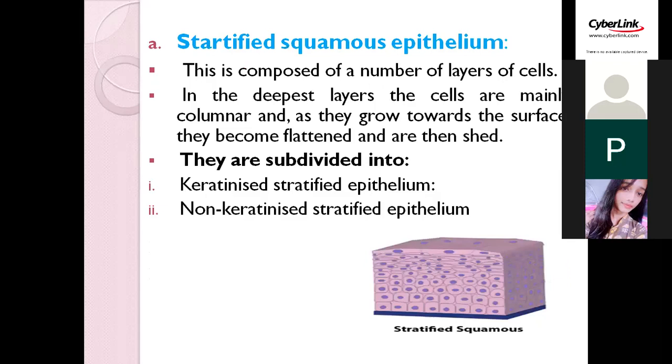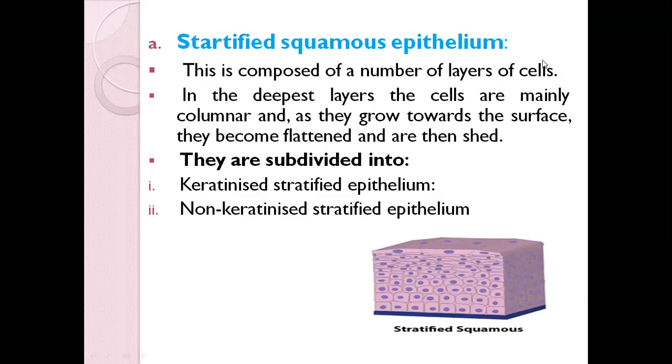The first one is called the stratified squamous epithelium. It is composed of a number of layers of cells. In the deepest layers the cells are mainly columnar, as you can see from the diagram. As they grow towards the surface, they become flat. The more they grow, the flatter they become, and after that they have to shed off, that means they are removed. They are again subdivided into keratinized and non-keratinized.